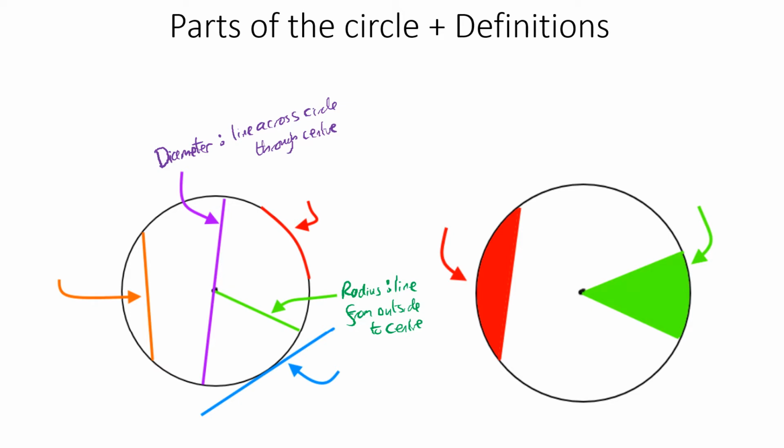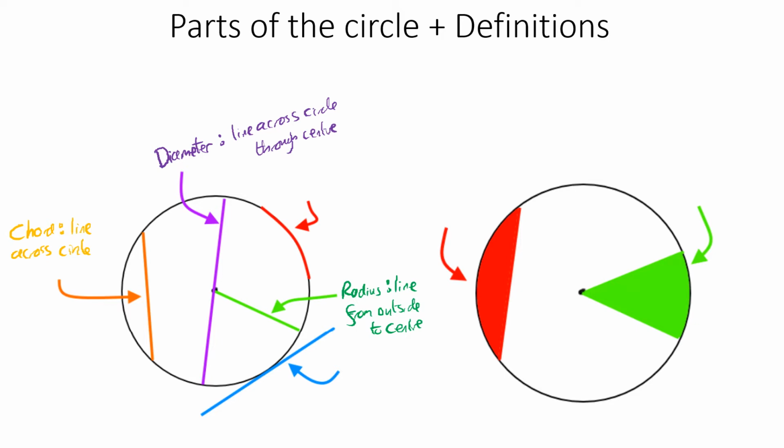Then we've got some slightly more obscure lines. So the orange one on the left, that's called a chord. And a chord is just a name for any line that goes across the circle. Technically, the diameter is a chord as well. The radius is not, because it doesn't go all the way across.